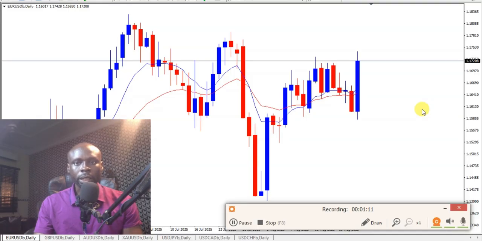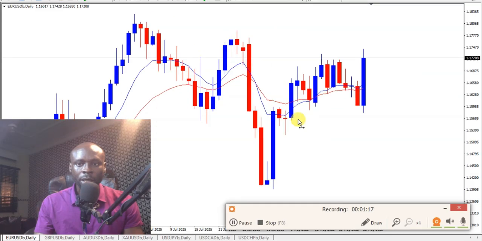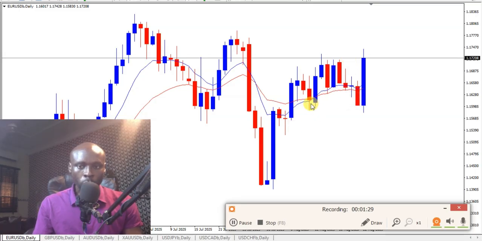First, we'll be looking at the Euro USD. On my daily chart, Euro USD broke out of the range. We are priced already out of the range of the daily chart. This indicates a bullish momentum for the Euro USD. So this week we're waiting for price to retest our area of interest, then we look at our buying opportunity for Euro USD this week.